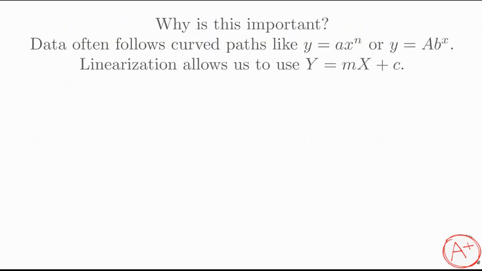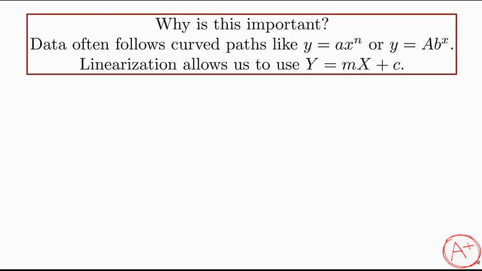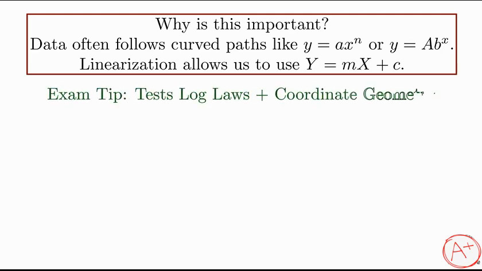This topic is essential because real-world data rarely follows a straight line. In the Cambridge 9709 Pure Mathematics 1 syllabus, you will frequently encounter questions where you must linearize a curve to find hidden constants. This usually appears as a multi-mark question in the middle of the paper, testing both your logarithmic laws and your coordinate geometry skills.